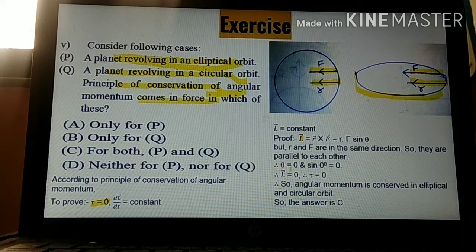So theta is equal to 0. If we substitute theta equal to 0 in this formula, what is sine 0? It is 0, and anything multiplied by 0 is 0 only. So angular momentum is conserved in what? In an elliptical orbit as well as a circular orbit. Whenever the planet is moving in a circular orbit as well as whenever the planet is moving in an elliptical orbit, in both the cases angular momentum is conserved. So the answer is C, both P and Q.